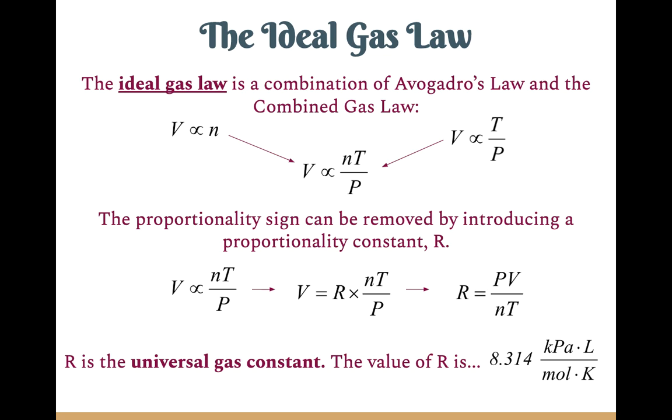And R is known as the universal gas constant. And the value of R is 8.314 kilopascal liters per mole Kelvin. Okay, so lots of units there. And so that's a value that you'll use for all your calculations, that value of R, and you'll be provided with that number.